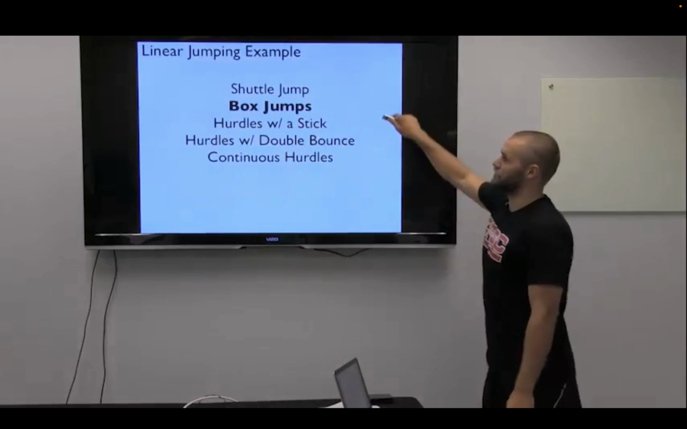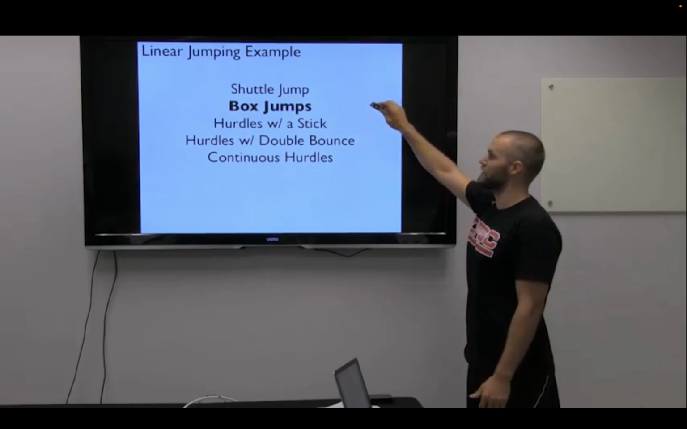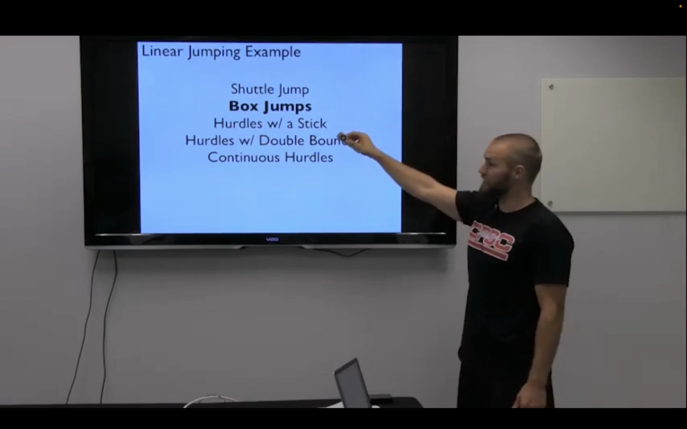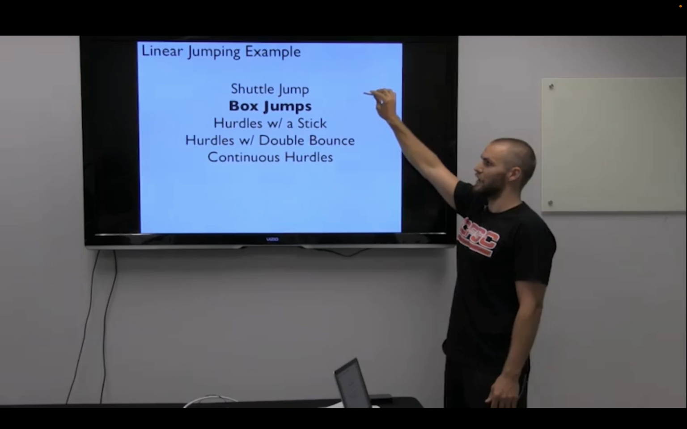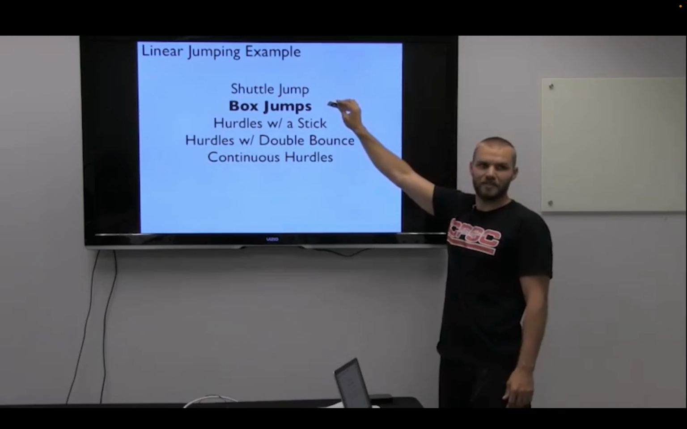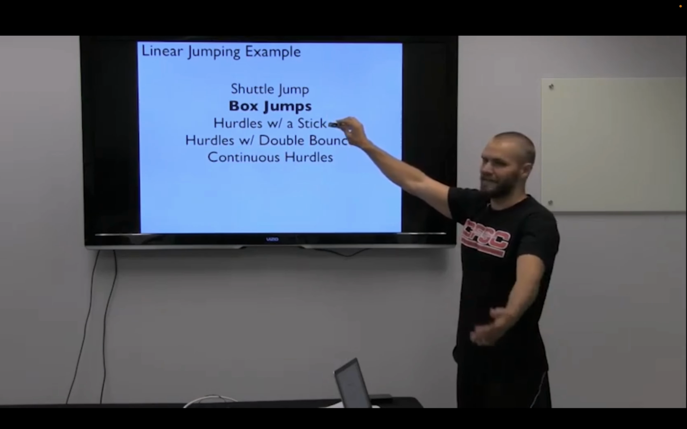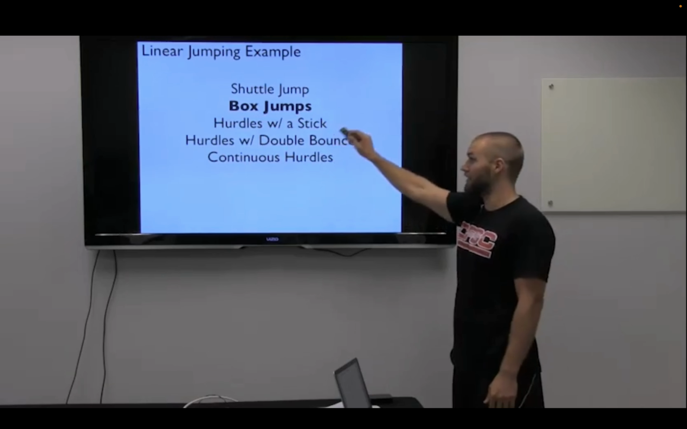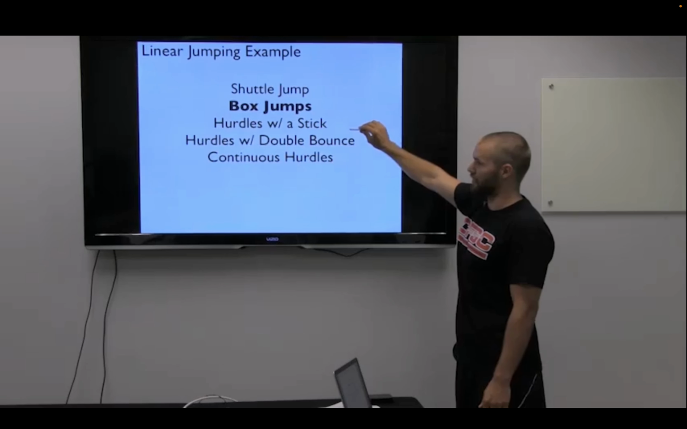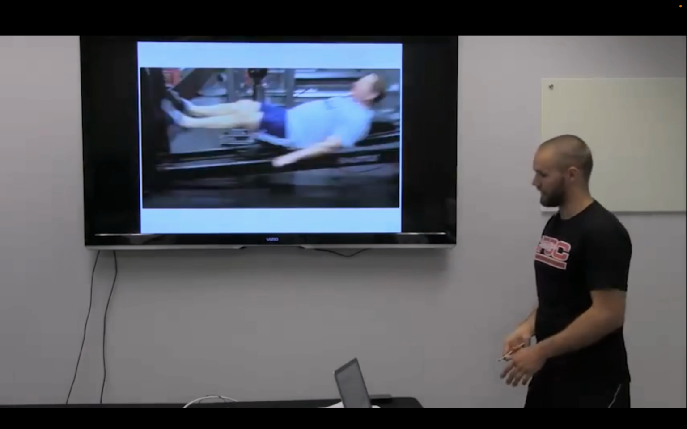All right, just so we can think about it from a movement perspective or a plyometric perspective, linear jumping example, box jumps is where everyone starts. If you can't box jump, we shuttle jump, which we have the luxury of having. If you don't have it, I would say you probably want to do depth jumps or landing practice or something else. Like I said, it's up to you to come up with your own. Box jumps, we go to hurdle jumps with a stick, hurdles with a double bounce in between, and then continuous hurdles. And I have a video of all those.